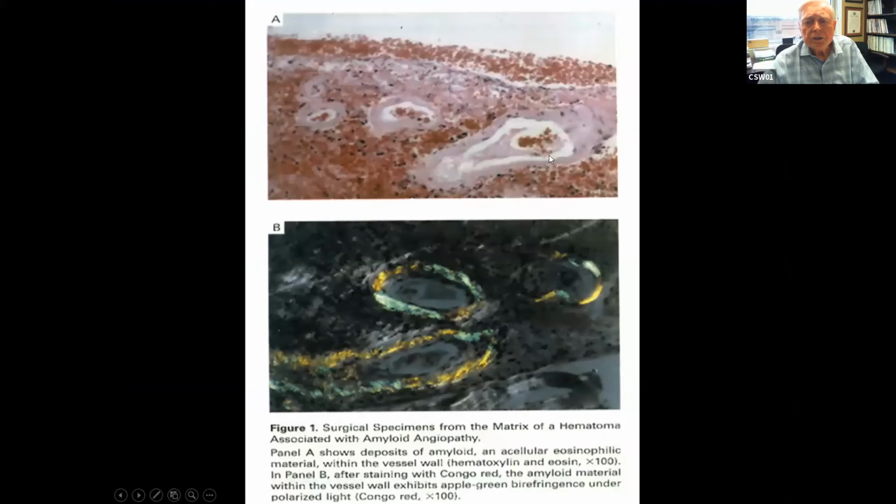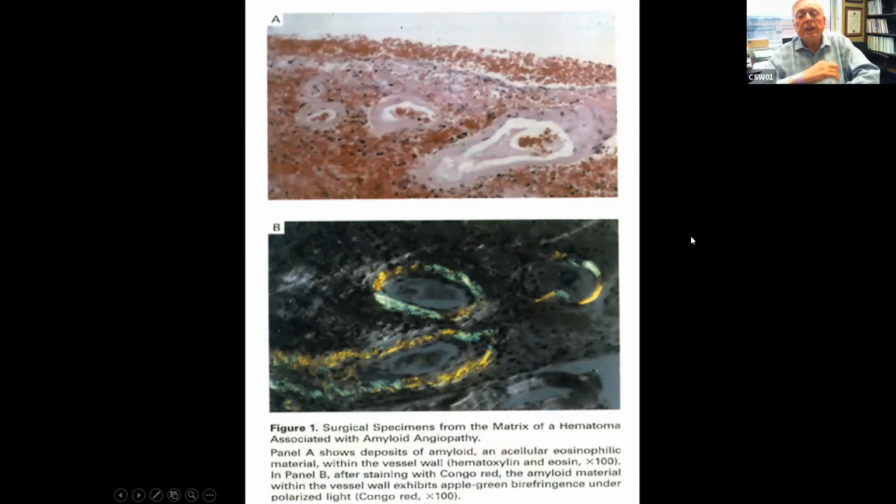And here's the section through cerebral blood vessels in an elderly patient. And you'll see the vessel here, and what's missing really is any real evidence of nuclei in the vessel wall here. And you'll see here a few nuclei here, but large patches where there's really nothing in the wall except this waxy material, which is apple green when you shine polarized light on it. In other words, this is amyloid.